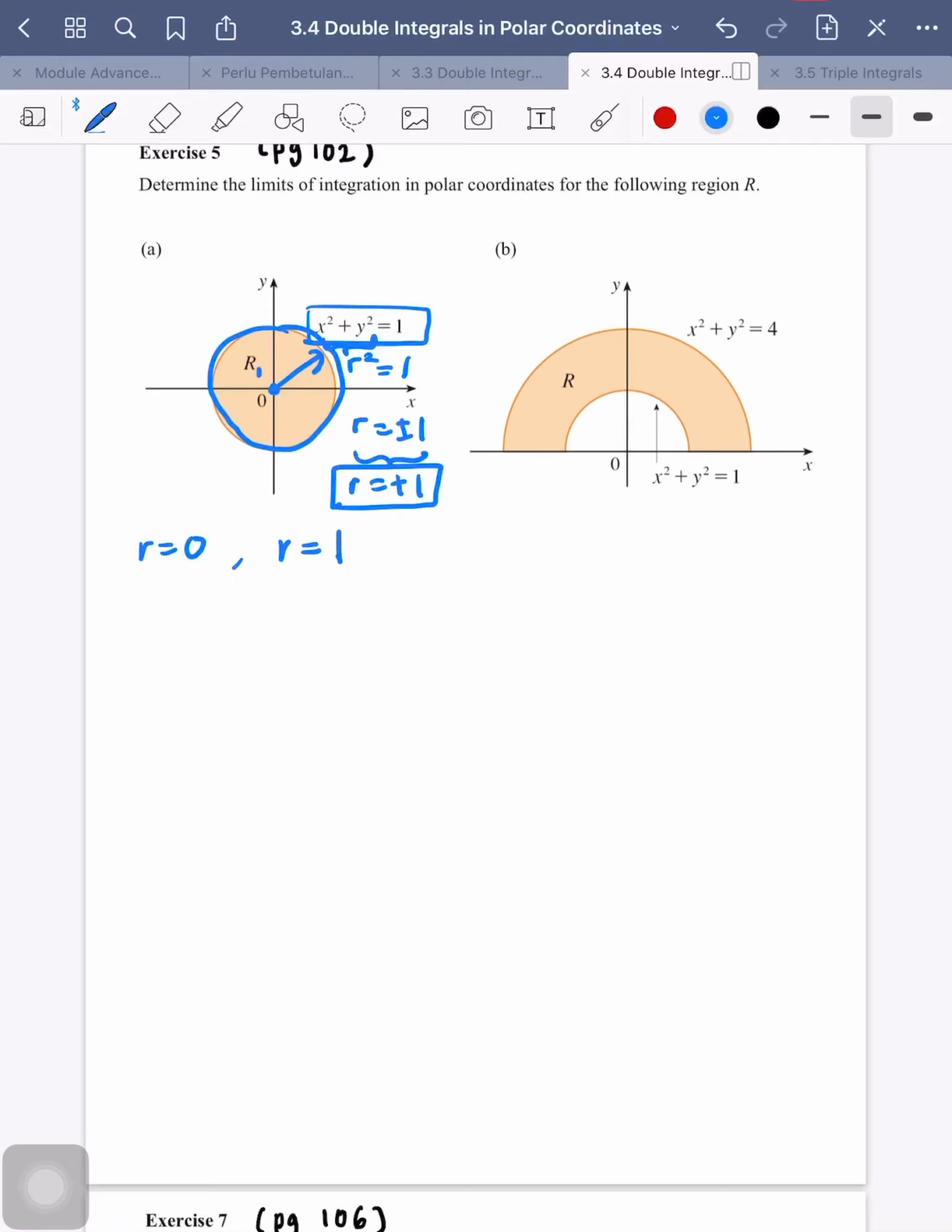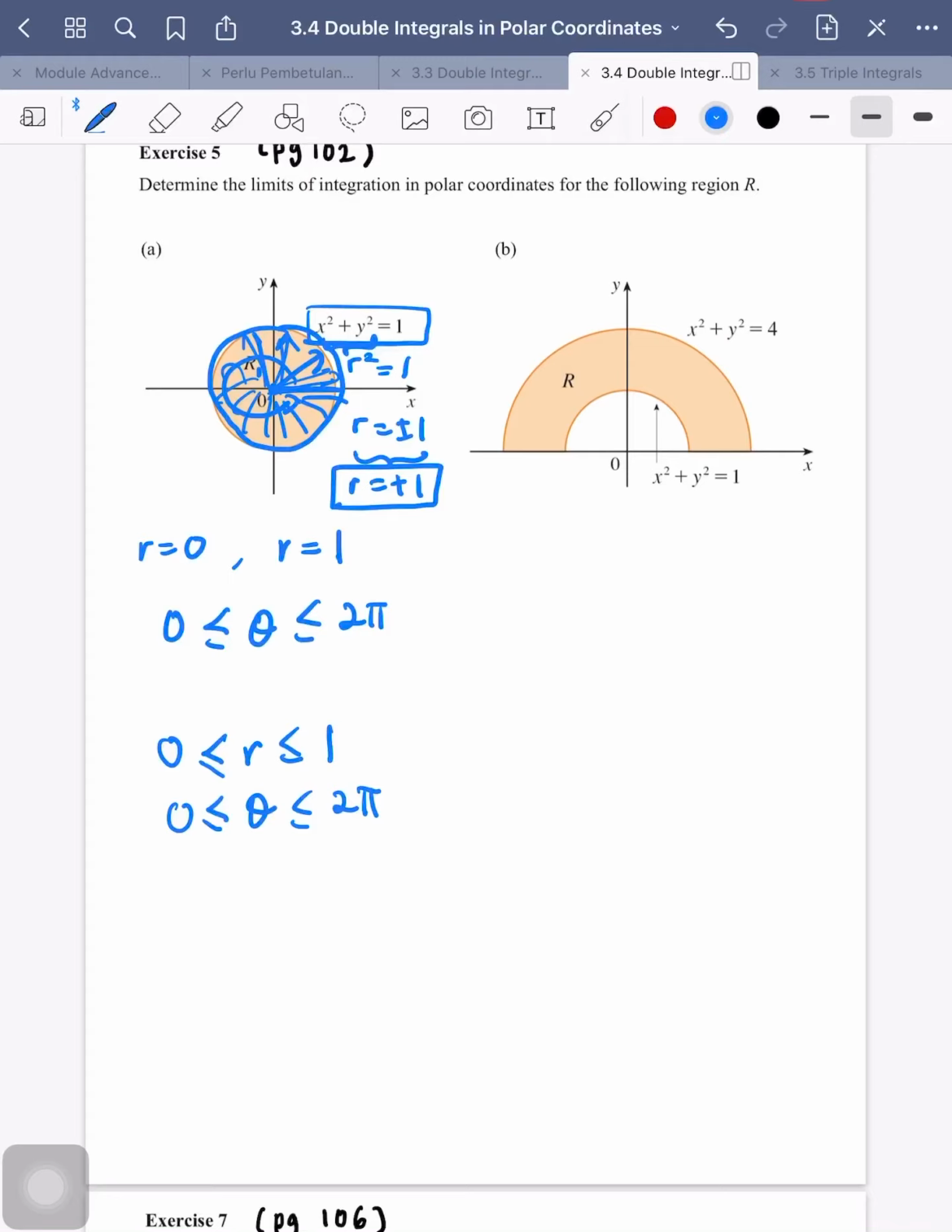The shaded region is represented by the angle, from 0 until 2 pi. So your angle will be from 0 until 2 pi. How do you write your limits? Your r is from 0 until 1, and your angle is from 0 until 2 pi.